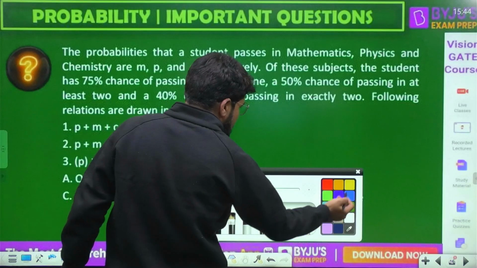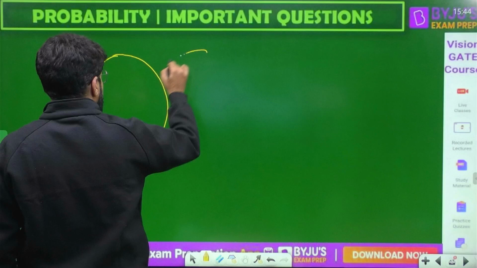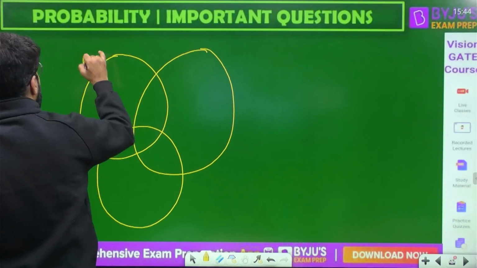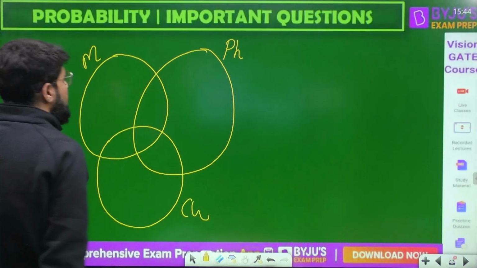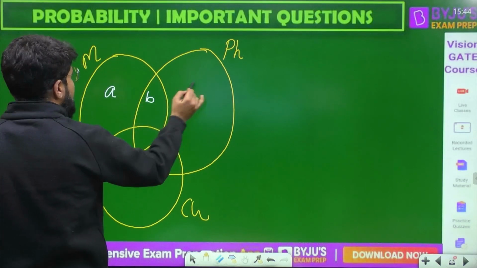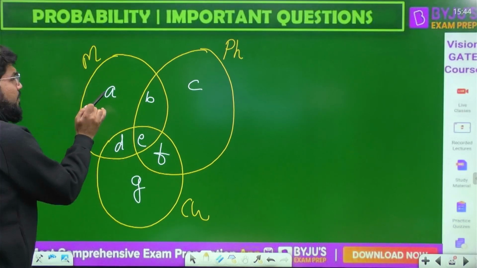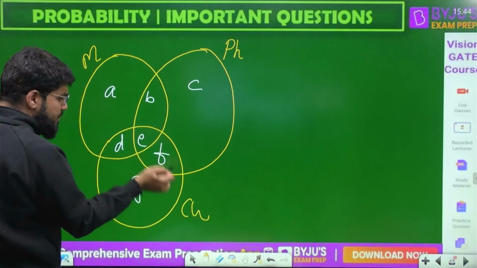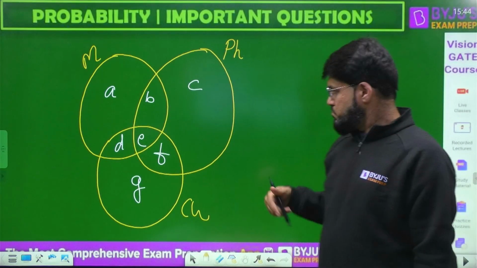Let me come up with the diagram first to solve this problem. Mathematics, physics, chemistry. Now internally let me write down these zones as, suppose, A, B, C, D, E, F, G. As we know, everything is different. This A means only maths. This B means maths plus physics. E means maths, physics, chemistry, all. So some are only one, some are containing two, some are containing all three.